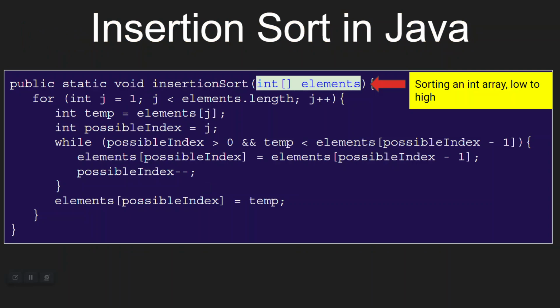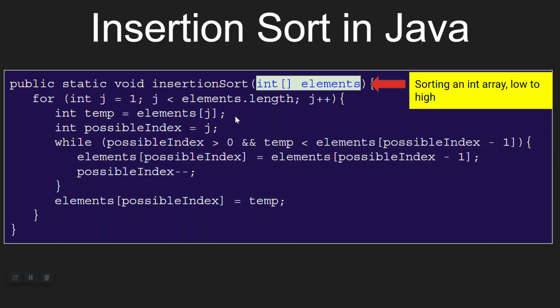So here is our Java code for the insertion sort. And once again, we are sorting an array of integers from low to high. And now we get our first for loop. For int j equals 1, as long as j is less than elements.length, j++. And so again, we're starting at index 1. And it says int temp equals elements at j.